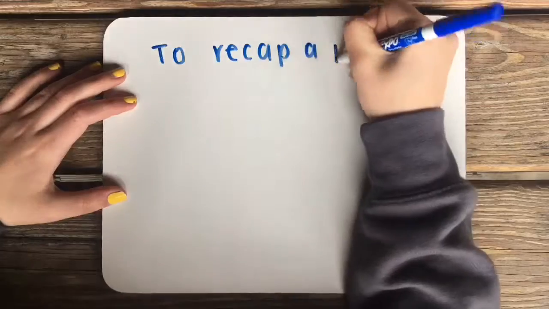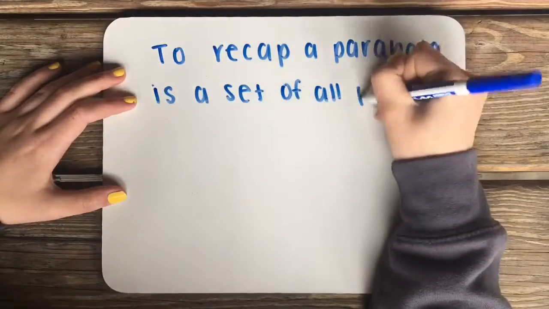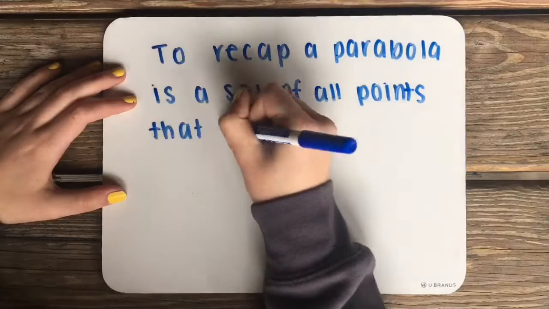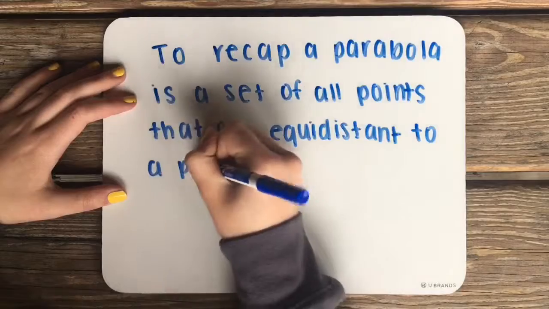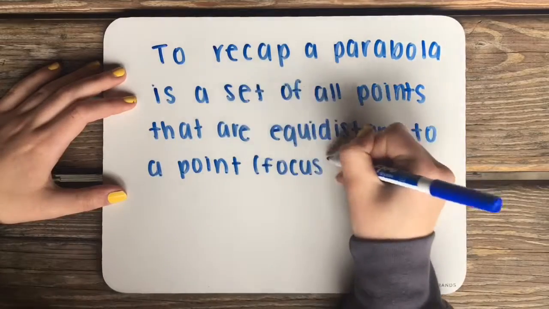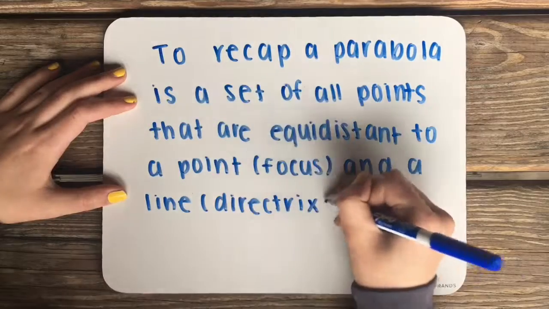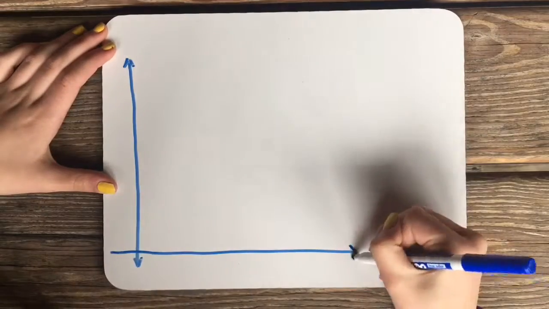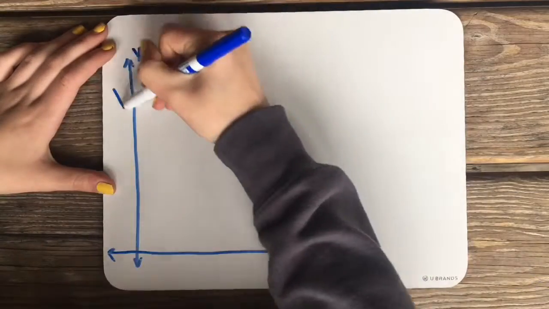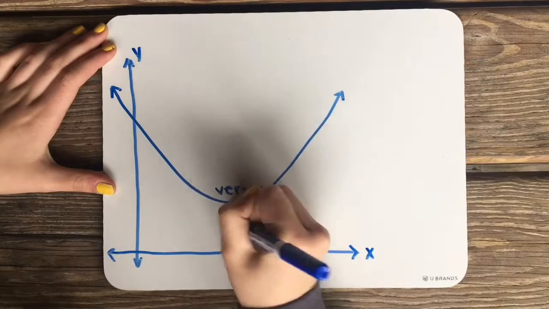To recap, a parabola is a set of all points that are equidistant to a point, the focus, and a line, the directrix. To refresh your memory, I'll be drawing a parabola with an axis of symmetry, the focus, the vertex, and the directrix. Now, as we know, the vertex is always h, k.